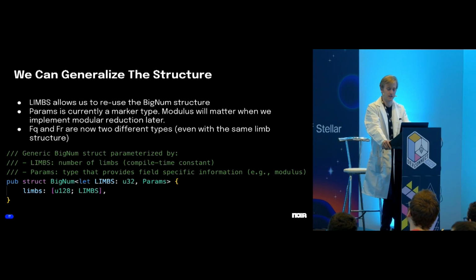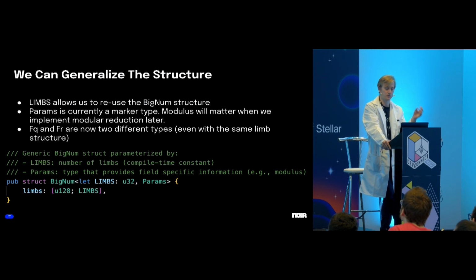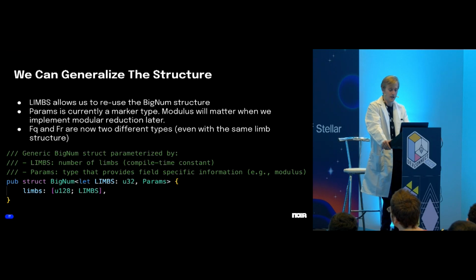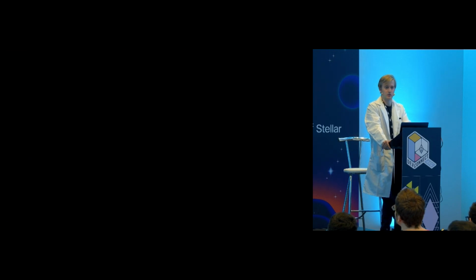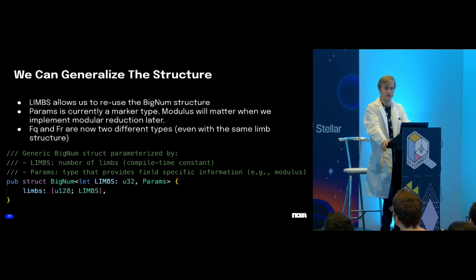So we can create a big num. In Noir, we have generics and we have numeric generics. So you can see here how I have both a limbs, which is used to specify how many limbs I want, and then a params. This is where I'm just kind of hand-waving the modulus a little bit. You can just assume that there's field-specific information in there.